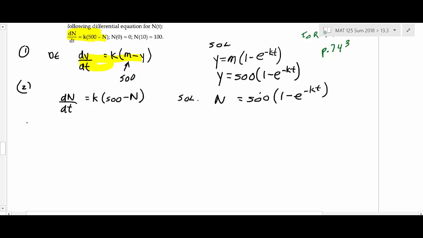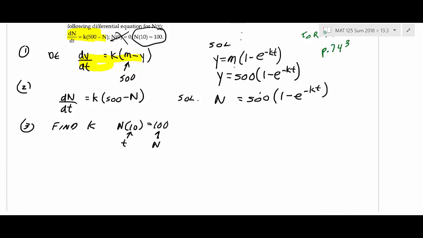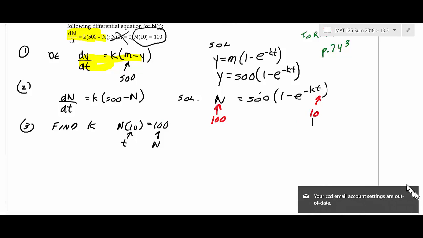So step 3 is we're going to find k, because we got the m. We're not going to really have to use that, but this is what we need. So we're going to find k by taking n of 10 equals 100. Again, that's t, and that's n. Where we see an n, we're going to plug in 100 there. Where we see t, we're going to plug in 10 there.